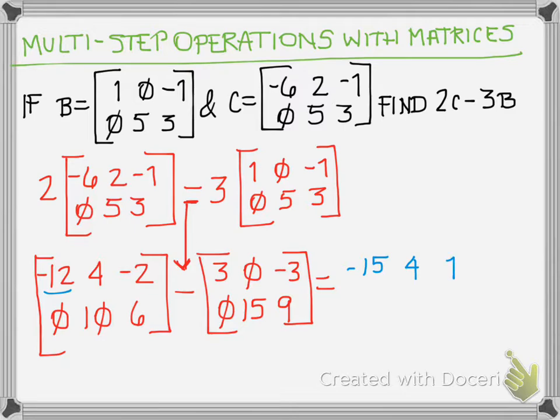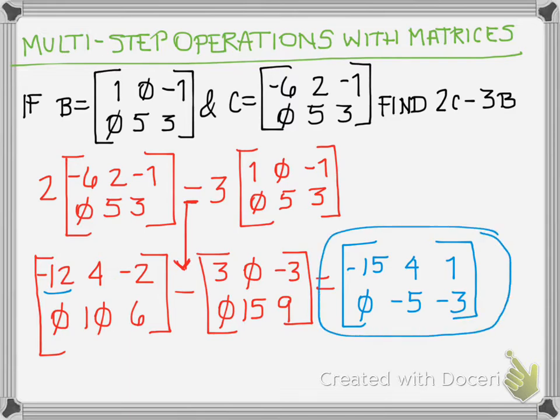0 minus 0 is 0. 10 minus 15 is negative 5. And 6 minus 9 is negative 3. And that is our answer to our problem here.